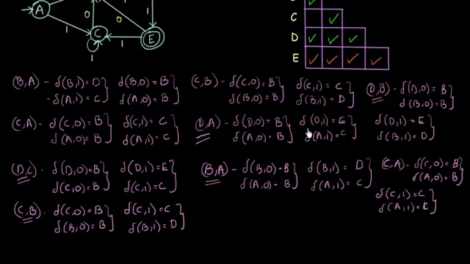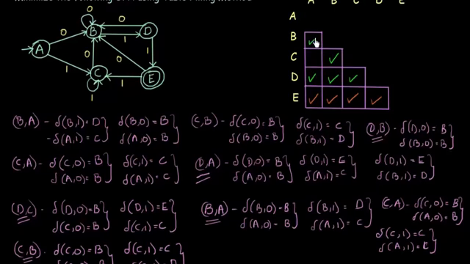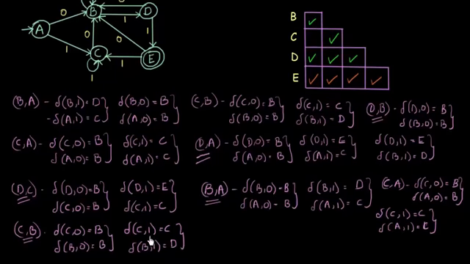Now we find that in the table, if you look here, this is the only unmarked pair now, and this is the only one we need to check in the next step. So let us check this step for this pair, that is the pair of CA. So let me check it here. CA.